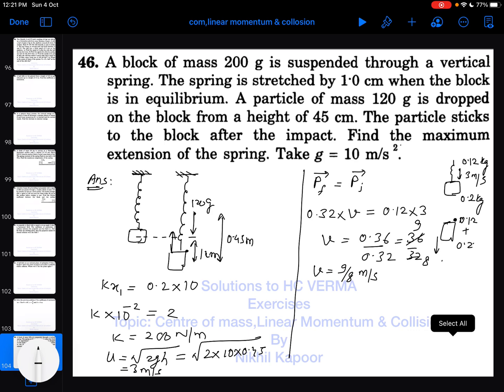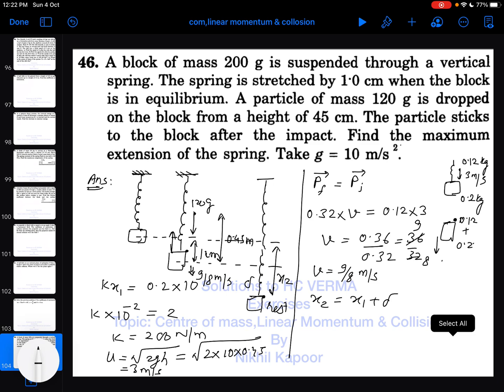So the block comes here and sticks to it, and they are going with a speed of 9/8 meter per second. As the block moves down, gravity is doing positive work and the spring force is doing negative work, and the final extension becomes x2, and the two-block system again comes to rest. So we have to find the further extension that is being made. Let the further extension be delta. So the final extension in the spring, x2, is x1 plus delta.